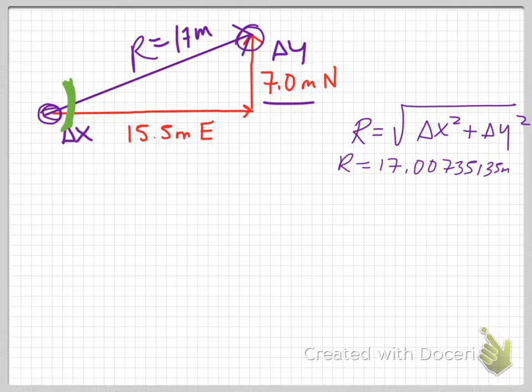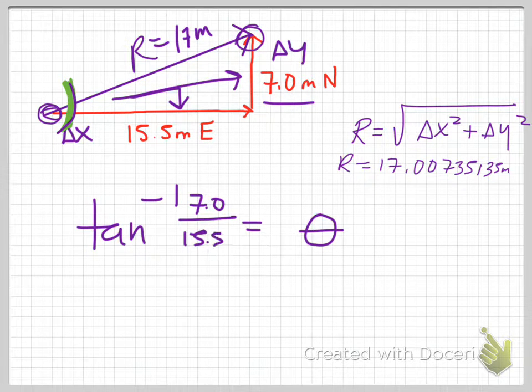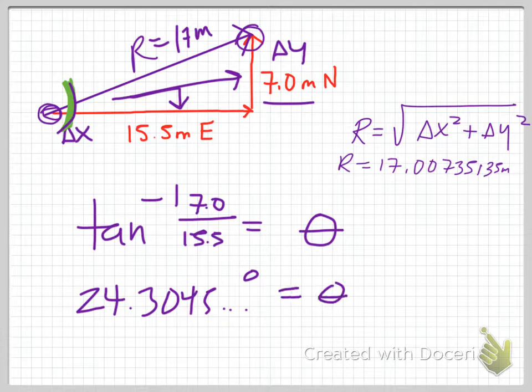So if we want this angle, what we know is that the inverse tangent will equal theta. So the inverse tangent of the opposite over the adjacent, inverse tangent of 7.0 divided by 15.5. And if you're using the TI-30 MultiView, it's just second function tangent, gives you tan negative 1. I got 24.3045 blah blah blah degrees is theta.